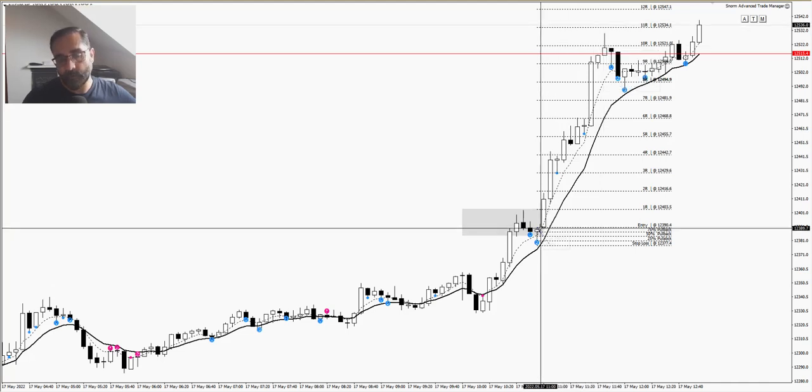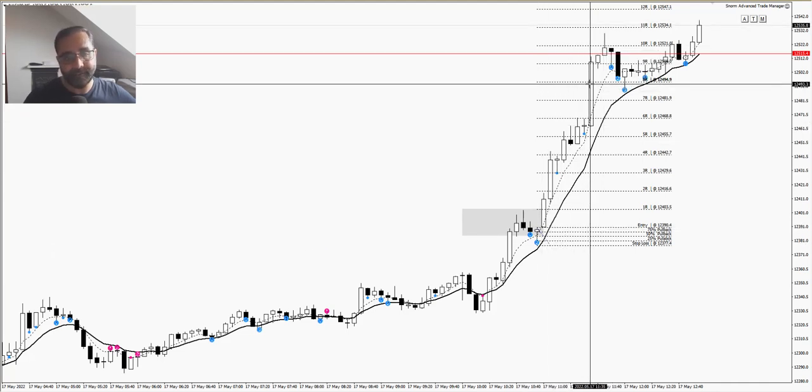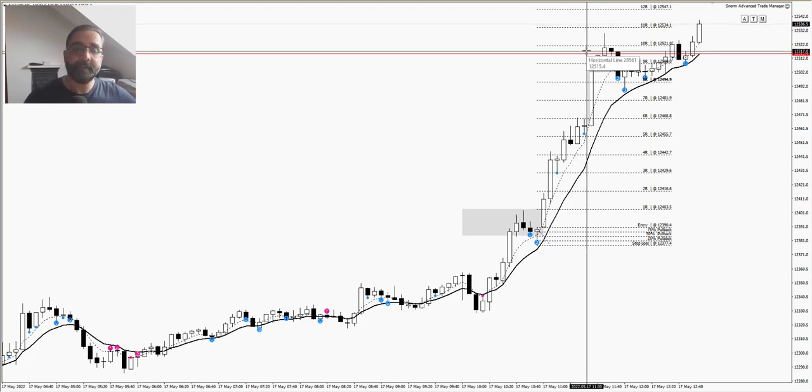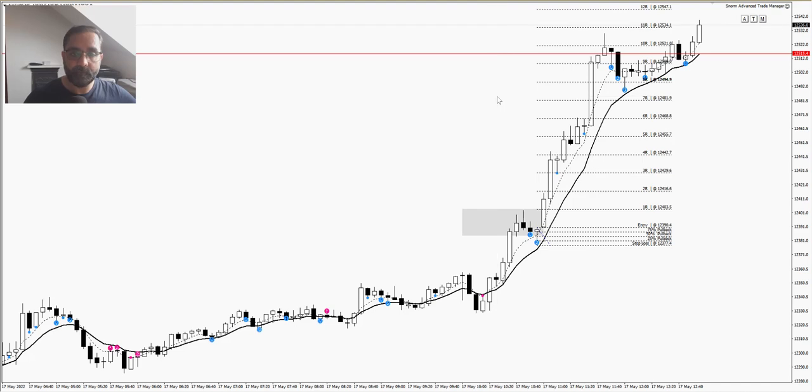So, for example, if you had a 1% risk on this and you had a target at 8 for My Forex Funds, or a target at 10 for the FTMO, or just your own account, that was a 10% trade. So there you go.